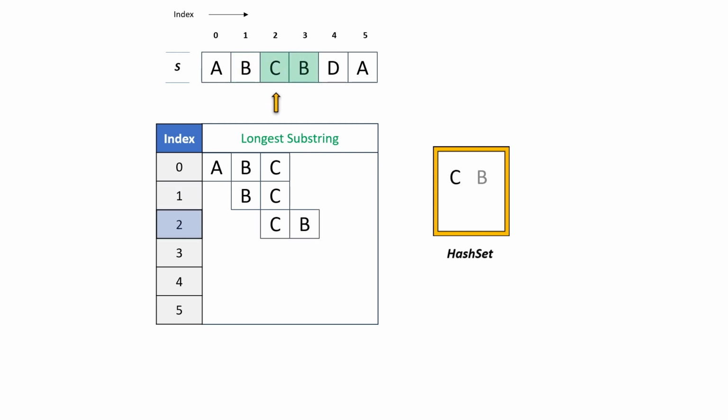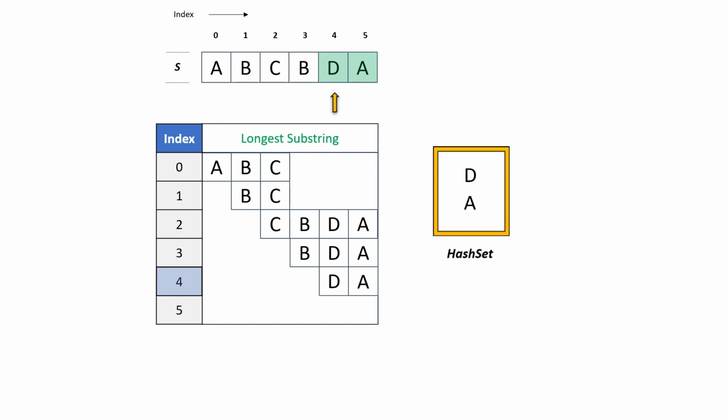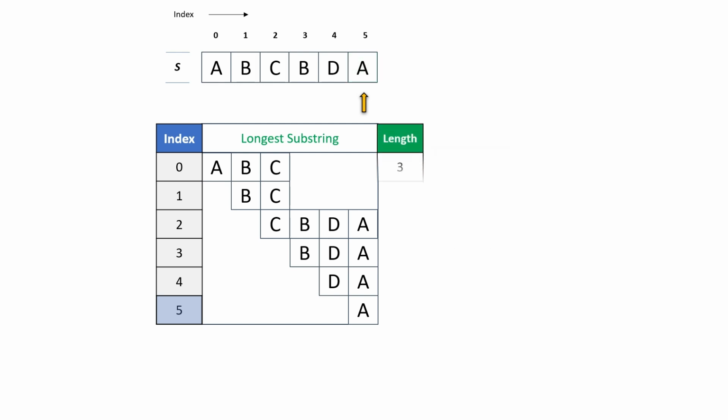Now when you keep on performing the same procedure for the remaining indices, you are greeted with the following matrix. Finally, we will check the length of each individual substring and you will note that the substring at index 2, CBDA, has a maximum length of 4 units and hence that is our final answer.